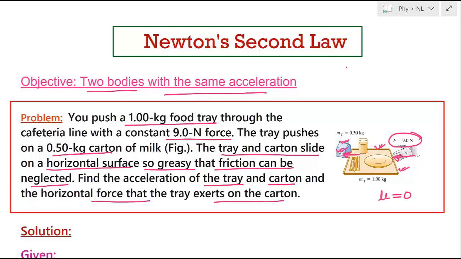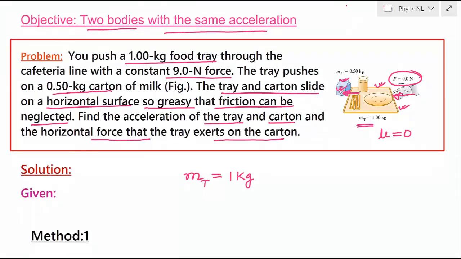So what are the things that are given in this problem? We have been given the mass of the tray, and that is 1 kg. We have been given the mass of the carton, that is m_c, and this is 0.5 kg. And the force that is applied, that is also given, that is 9 Newton.